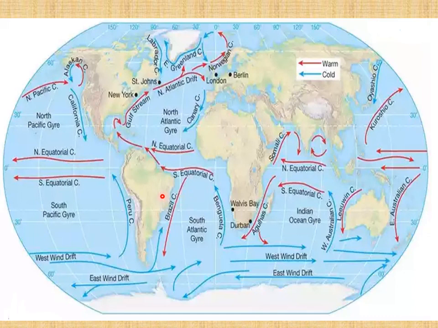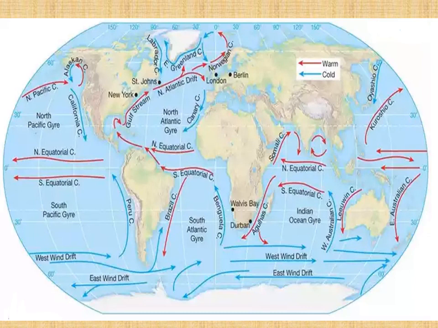Now when we come to South America, you can see over here the Brazil current that is on the eastern margin is a warm current, whereas the Peru current that is on the western margin is a cold current. You can see similar cases in other continents also, but this is not a rule of thumb and this cannot be generalized. It has some exceptions to it that we will be discussing in detail in the coming slides.